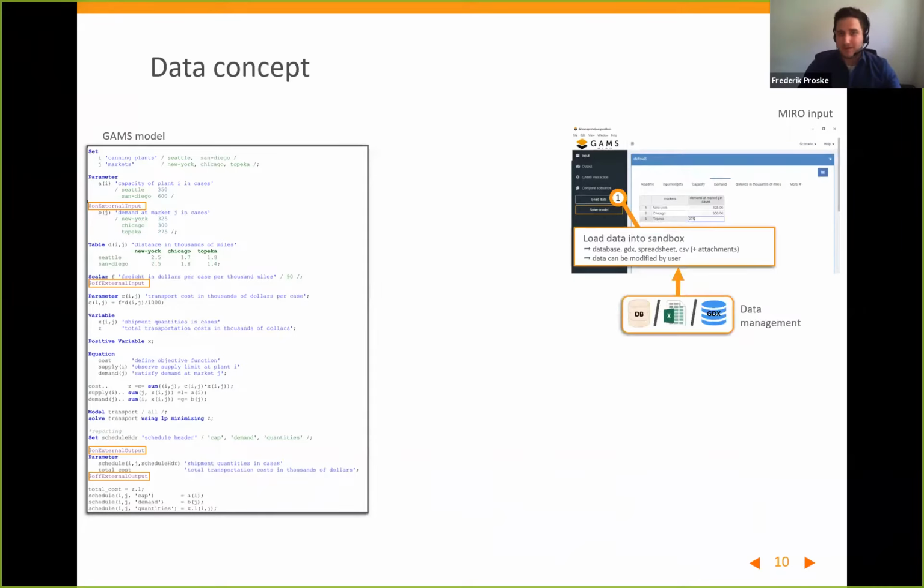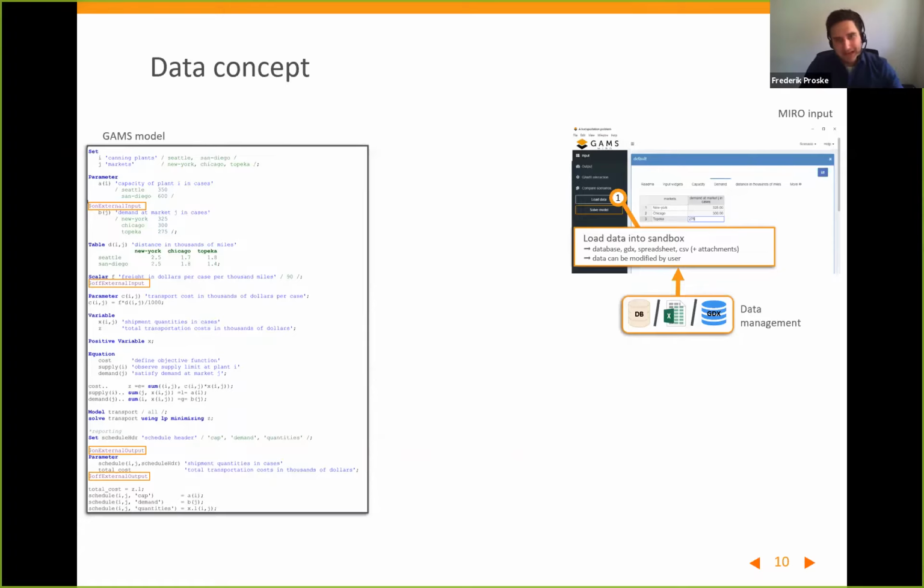So what kind of data? Well, you can either use data from the MIRO internal database, so MIRO comes with its own data management, or you can drop in external files like Excel, CSV, or GDX files. And probably most importantly, you can also manually edit the data right from the MIRO interface. So you can change the data in the tables, or you can move your sliders around or select a different option in the drop-down menu and so forth.